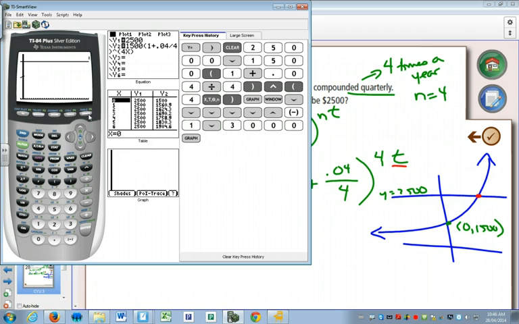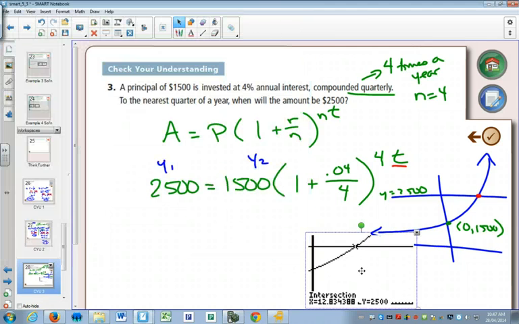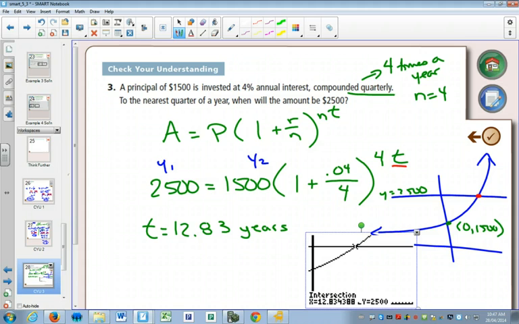There's my 2,500, and sure enough, there's my graph going up. And I happen to have my x scale okay. I think I still had it from the previous question where we went to 30. My x scale is okay, and they show they intersect. If you see part of your graph but not the intersect, you're going to have to change your x window so that you can see all of it. And now I can calculate the intersection. Push enter 3 times, 2, 3. And my time is 12.83 years.